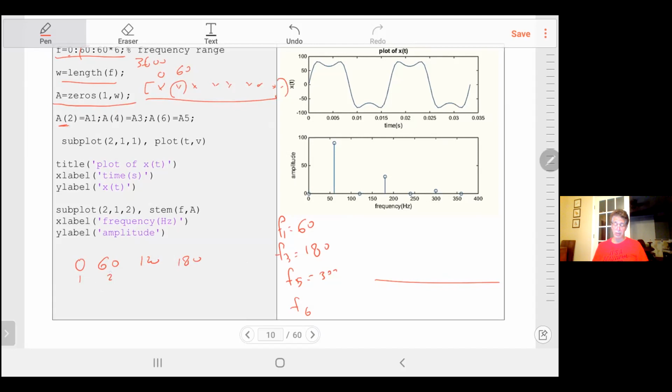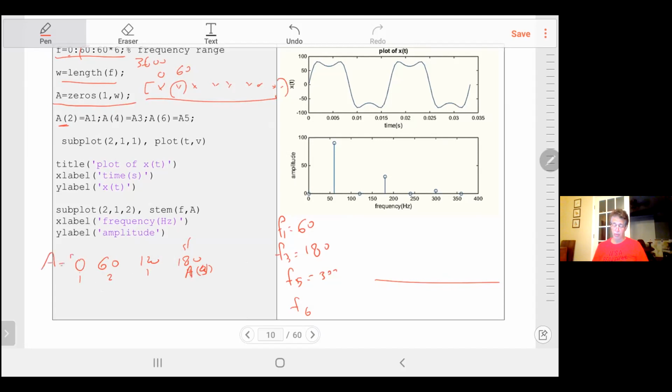Already did it. Second element. That's the third. That's the fourth. Why? That's 3F1. So that will be the location of A3. I'm sorry, the A4 corresponding to the third harmonic. 1, 2, 3, 4. As a row, this is the fourth element in the row vector A.